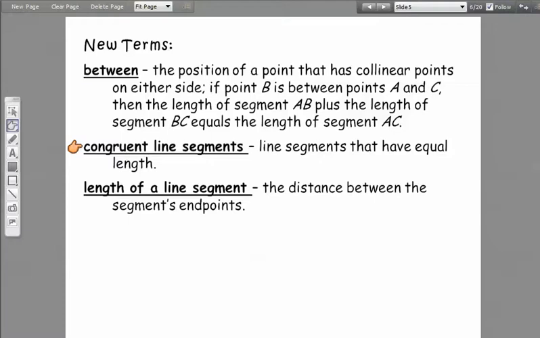Congruent line segments, those are line segments that have equal length. The length of a line segment is the distance between the segment's endpoints.